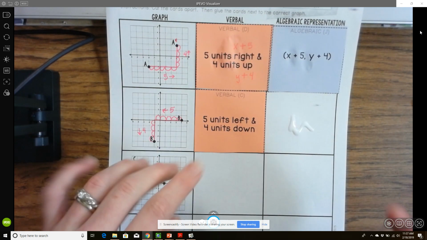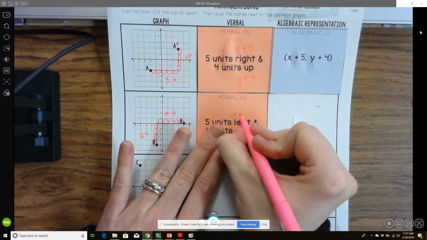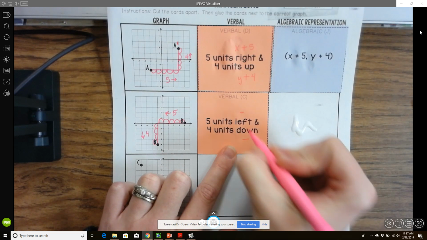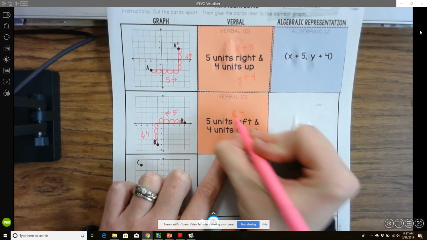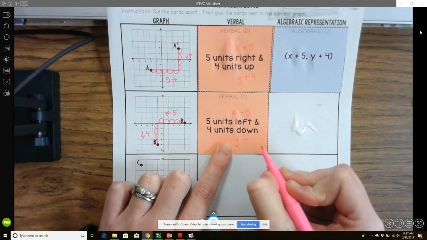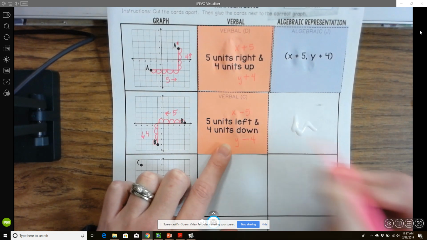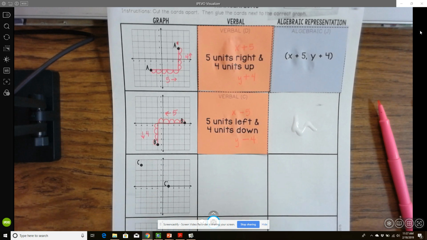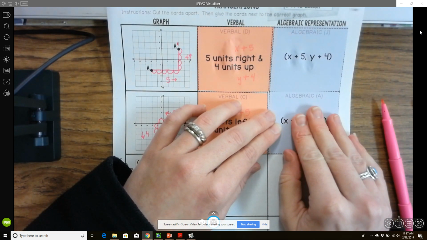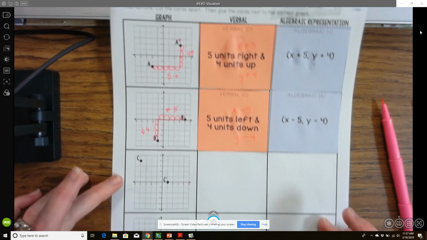And then again, if I move to the left, I'm subtracting. If I move down, I'm subtracting. Left and right is X. Up and down is Y. So if I went 5 left and 4 down, I'm looking for the card that has X minus 5 and Y minus 4. So you just continue to match these up all the way down.